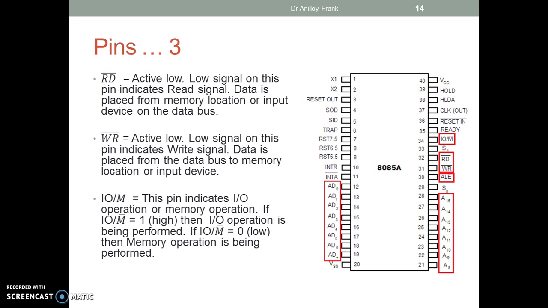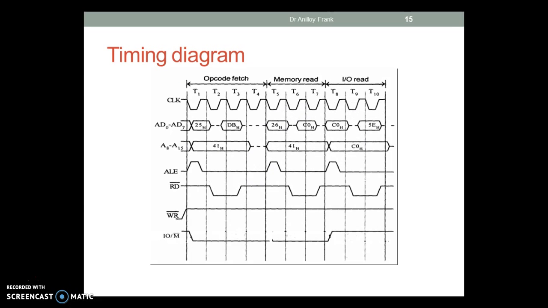IO bar. This pin indicates IO operation or memory operation. If the pin is high, it indicates an IO operation is performed. If the pin is low, then a memory operation is performed.